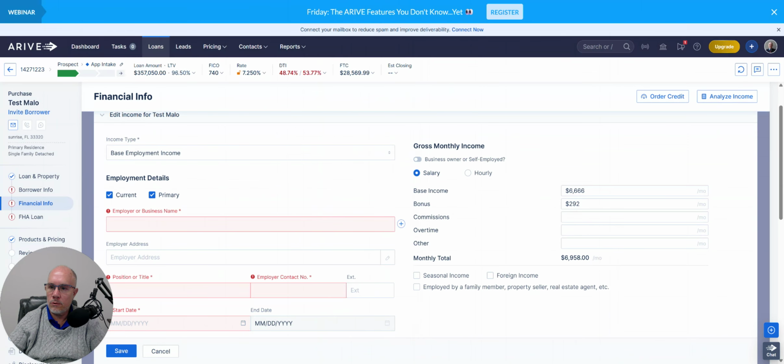For example, here you have base income. If a person makes $20 an hour, then usually what we do is $20 times 40 hours a week times 52 weeks divided by 12. Now, if the person works less, then we will figure that out from the pay stubs and the W-2s. If it is less than 40 hours, then we will put 35, 38, 30, whatever it is.